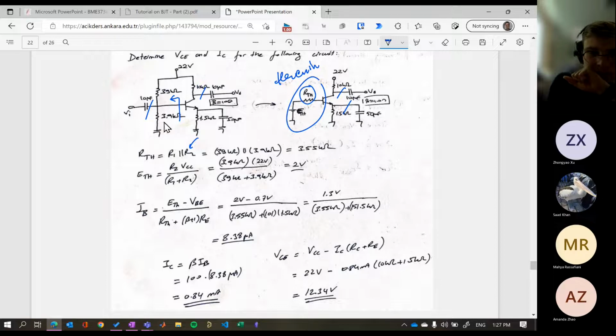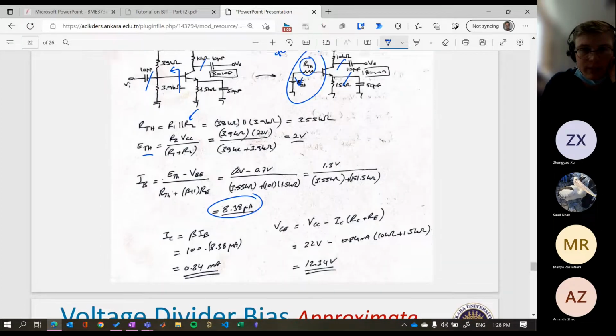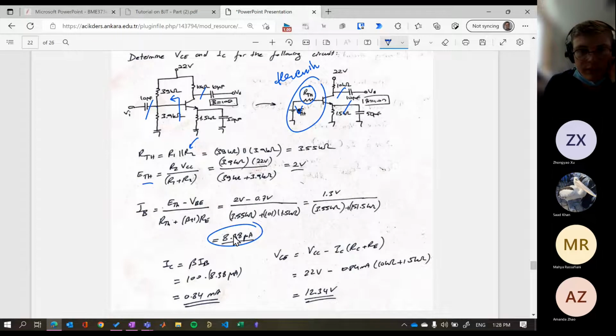So R Thevenin is the parallel combination, and E Thevenin, he or she calls it E, but it could be V Thevenin as well. This essentially is biased just like the first one that we saw, where we have a voltage source into our base, and then we can calculate the base current. One thing to keep in mind is you can reflect this resistance up into the base. The way you do that is with a factor of beta plus 1.